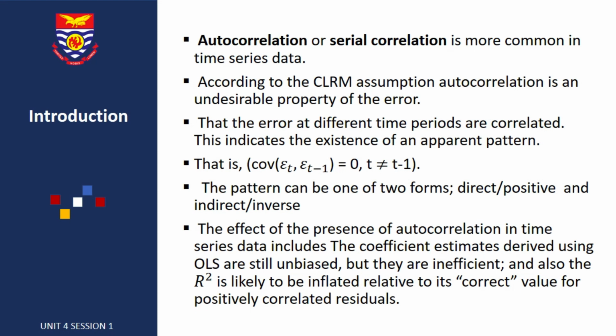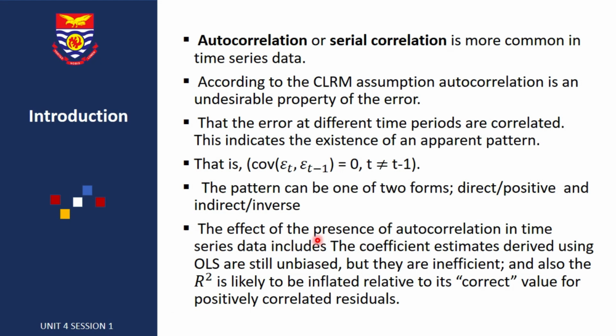The pattern can be in one of two forms. It could either be direct, by which we mean a cyclical residual plot over time, or it could be indirect, which is characterized by an alternating pattern where the residuals cross the time axis more frequently than if they were distributed randomly.